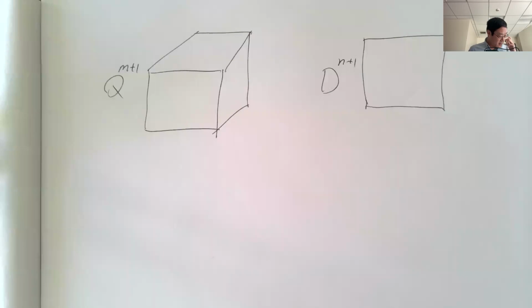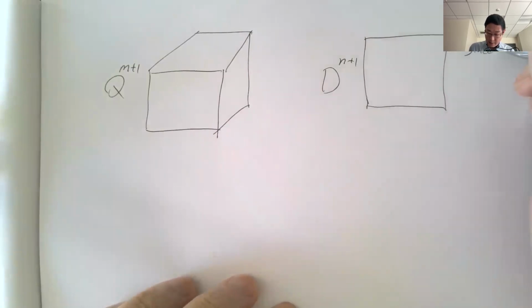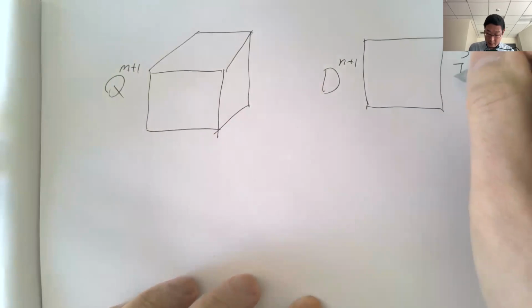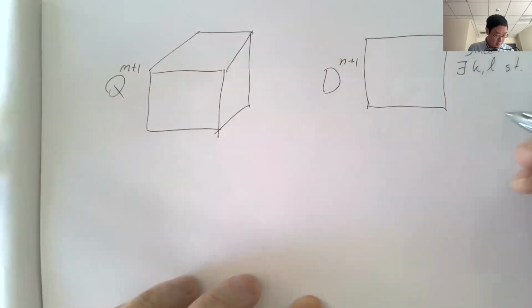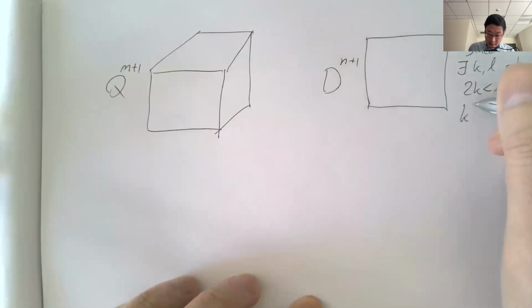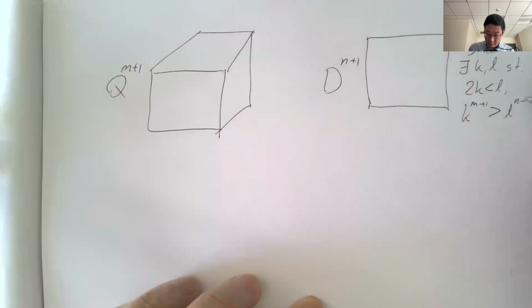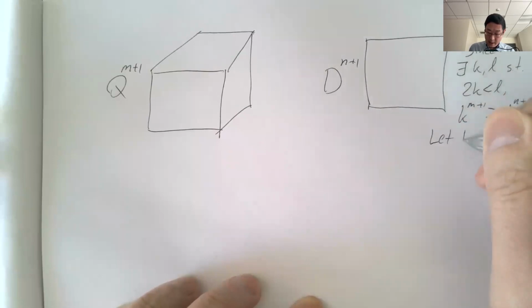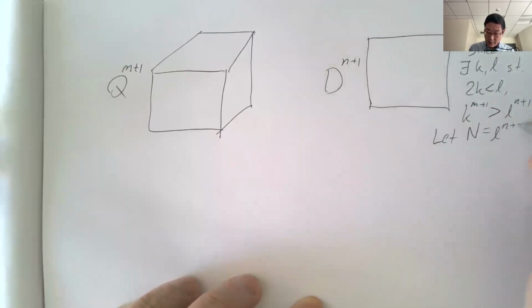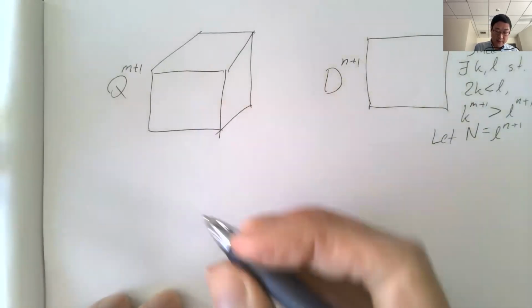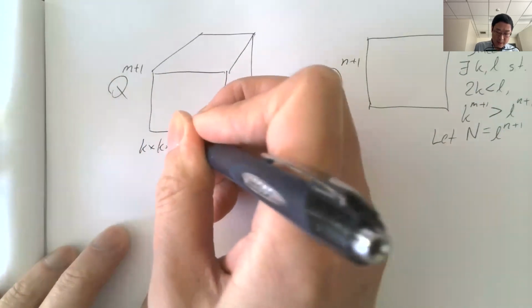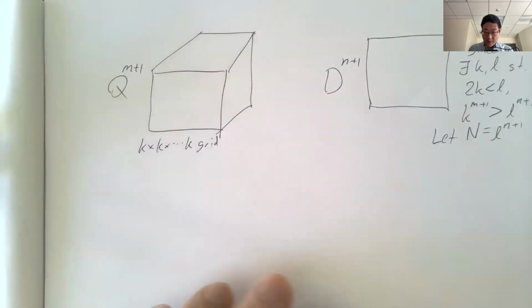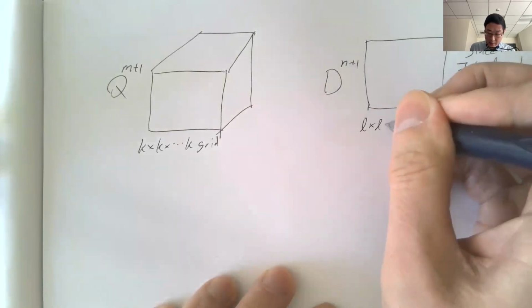And I'm going to try to do the same sort of thing that I did before. So since m is greater than n, there exist k and l such that 2k is strictly less than l, and such that k to the power of m plus 1 is bigger than l to the power of n plus 1. And I'm going to let capital N be l to the n plus 1. And then I'm going to divide the domain into a k by k grid. I'm going to divide the target into an L by L grid.